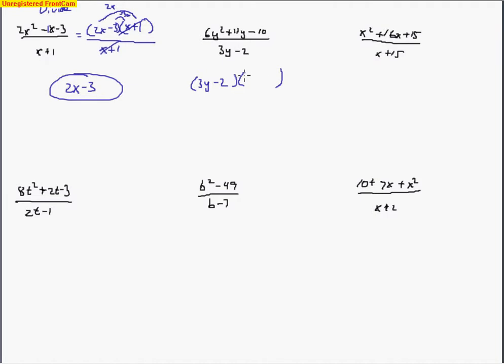And so the other one would have to be a 2y to multiply to make the 6y squared, and it would have to be a positive 5 to make a negative 10. Well, just check your outside terms and inside terms to see if they make 11y. Here we have 15y, and here we have a negative 4y, and yeah, they do end up subtracting to make 11y. So I can get those 3y minus 2's to cancel out. So I'm left just with the 2y plus 5, and that would be my answer.